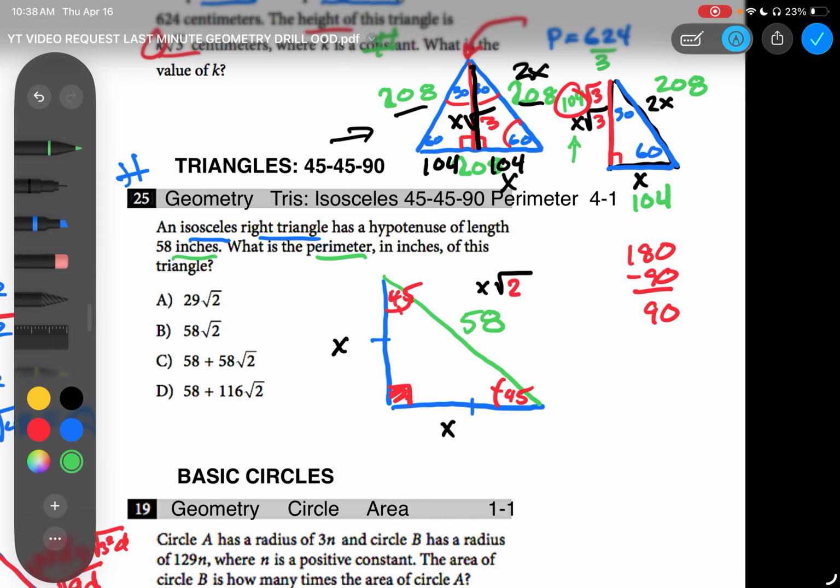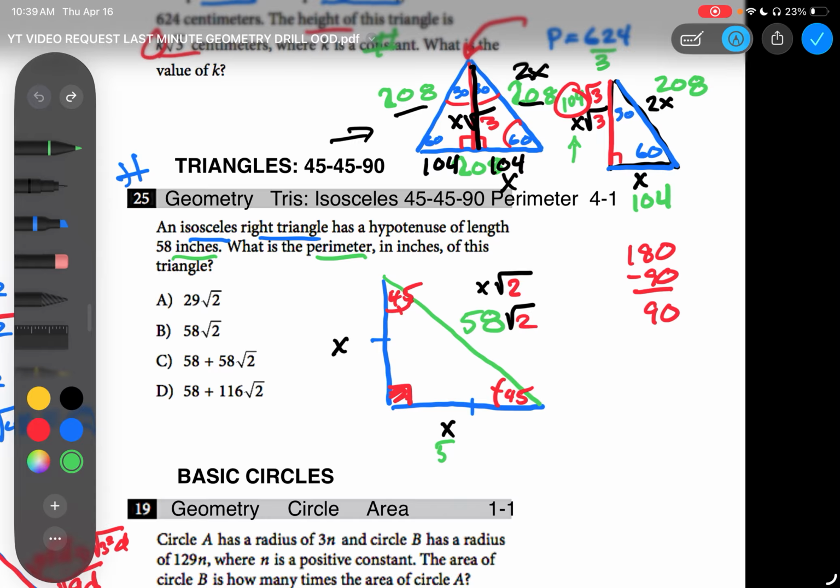Wait, Mr. Alberto, the 58 does not have a radical 2 next to it. All right, pause for a second. We're not going to answer the question. I'm going to give you a drill. If they did show us radical 2 here, then what would be the other side measurements? The other side measurements would be 58 and 58, right? If they're showing us 58 radical 2, x equals 58, then the other two side measurements would be 58 and 58. But in this question, they didn't show us 58 radical 2.